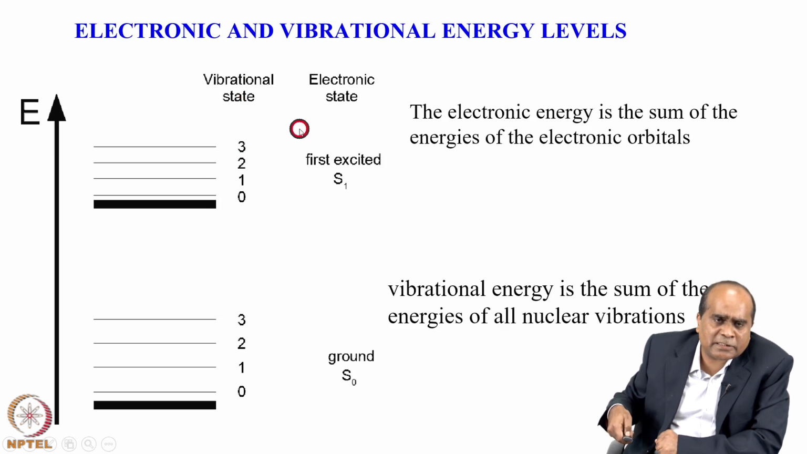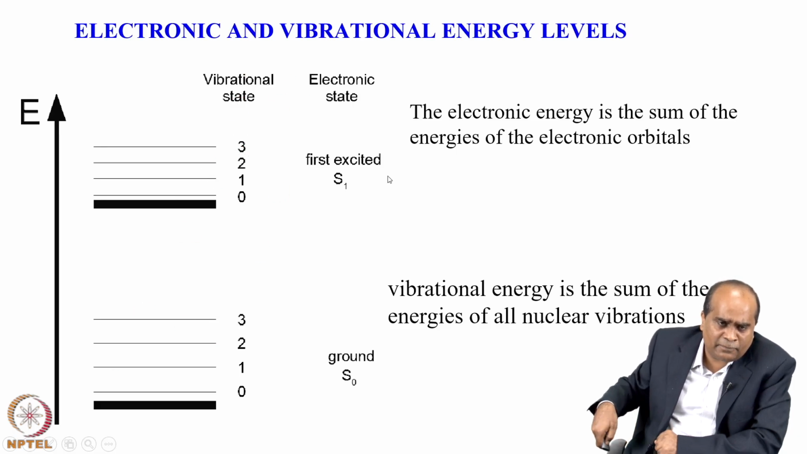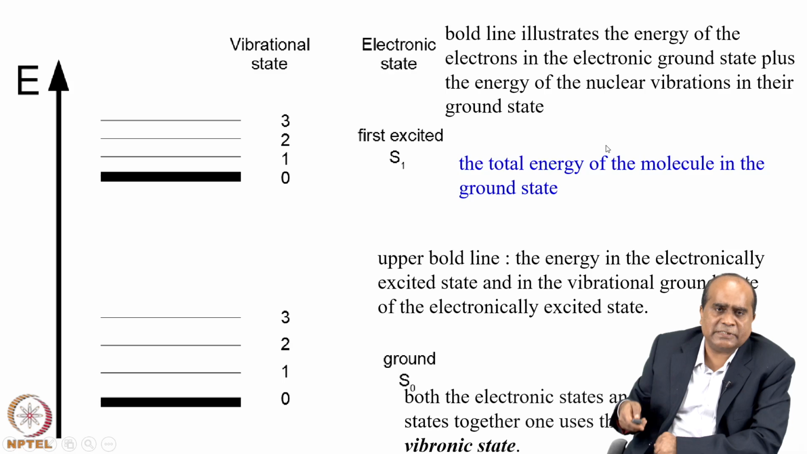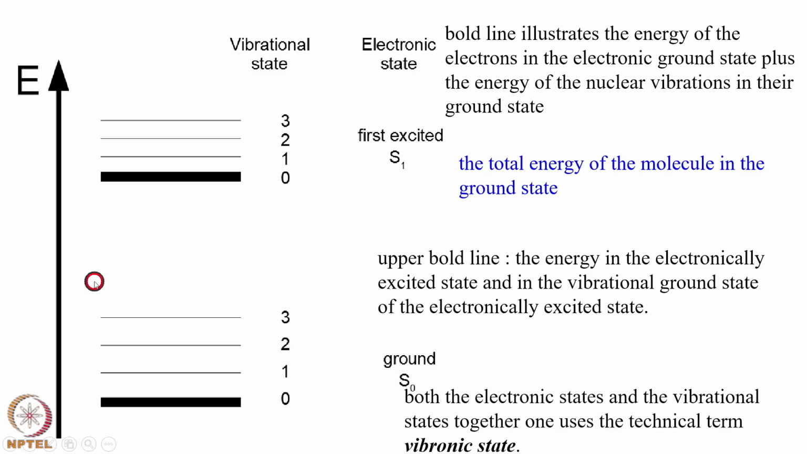Now, when we exploit these vibrational states, that is called vibrational spectroscopy. If I excite from this electronic state to this electronic state, that will be called electronic spectroscopy. So, this is done by electronic spectroscopy, and this is done by vibrational spectroscopy. The electronic state is the sum of the energy of all electronic orbitals, and the vibrational energy is the sum of the energy of all nuclear vibrations that we see, right. So, the bold line is basically the electronic state and this is the vibrational state.